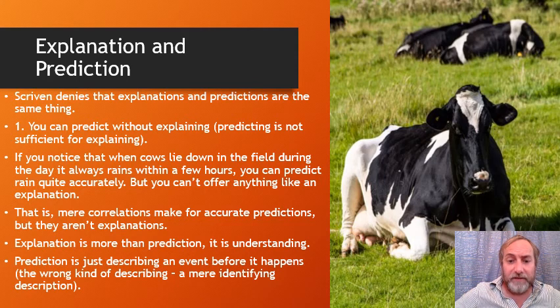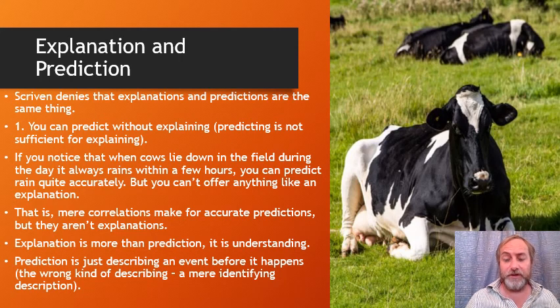Explanation is definitely more than prediction. What more? Well, it's understanding. You understand the phenomenon, whereas prediction is just describing an event before it happens. And it's the wrong kind of describing, not the kind that counts as explanation, really just an identifying description of a phenomenon. It will rain. Okay.